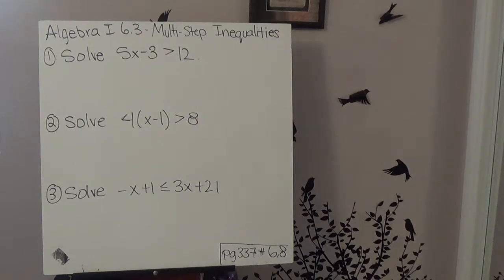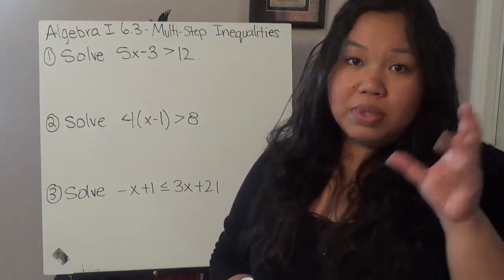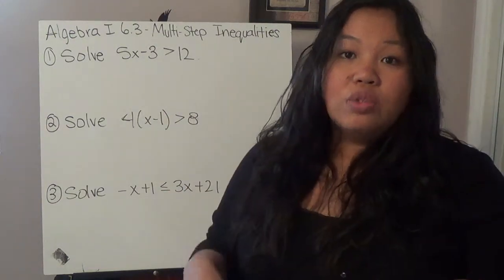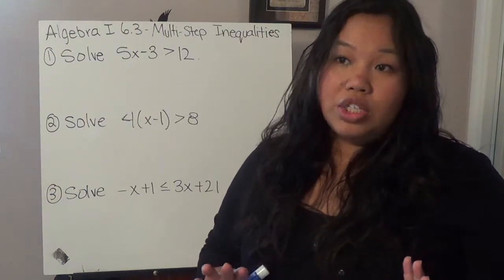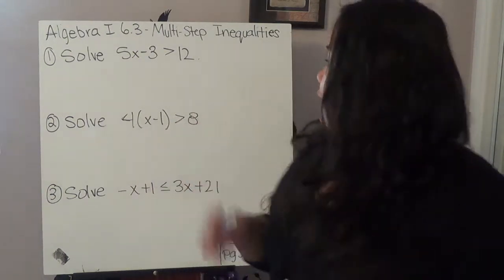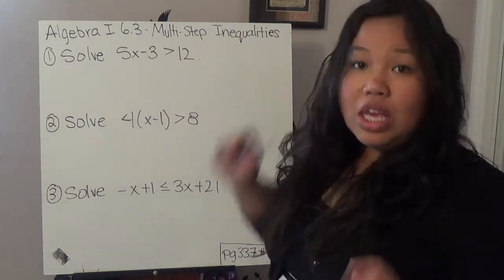In Algebra 1, section 6.3, we're taking sections from 6.1 to 6.2 and putting them together. So instead of just having problems with addition and subtraction, and then multiplying and dividing, we're combining them. And again, just to review, you can treat this just like an equal sign.